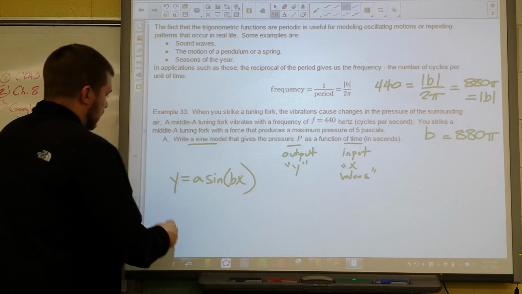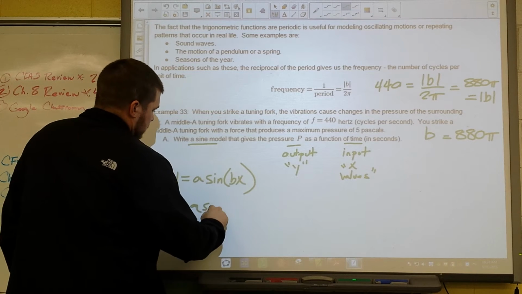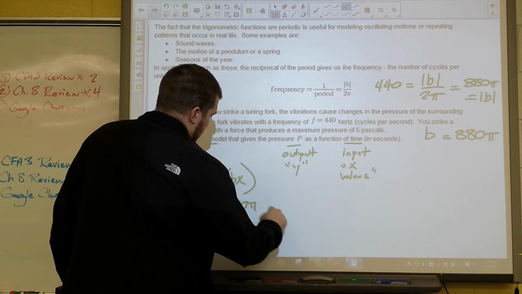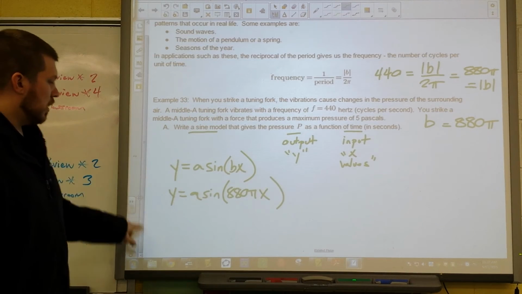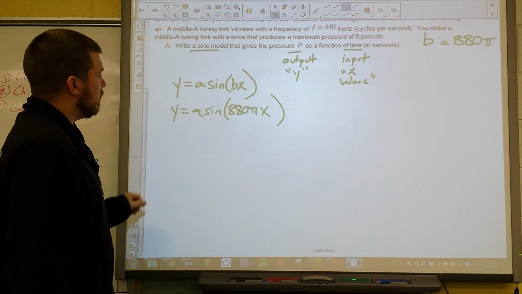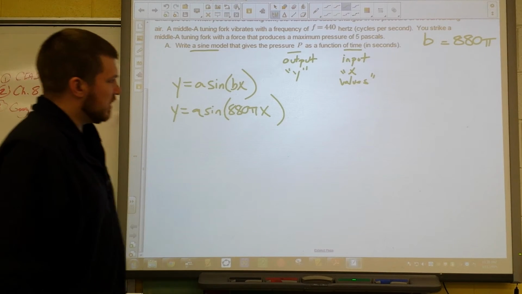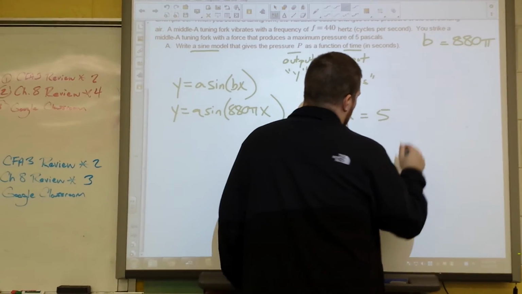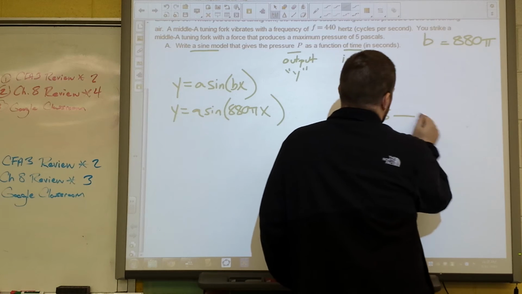All right, so now I have y equals a sine of 880 pi x. All right. Now, what we also know is that we produce a maximum pressure of 5 pascals. So that implies that A is 5, because we know that A is related to the amplitude.